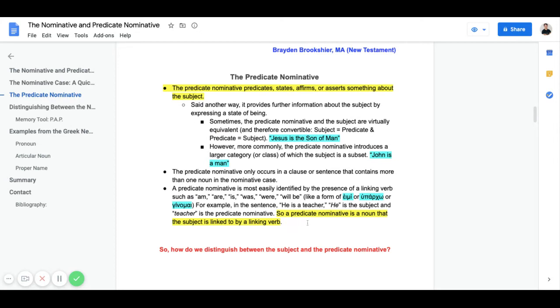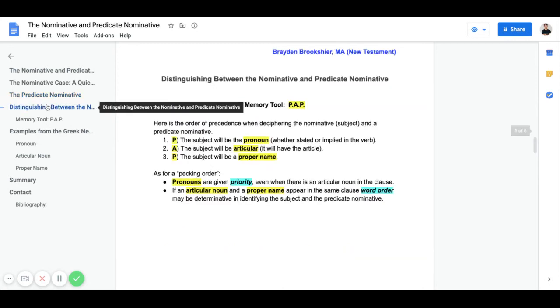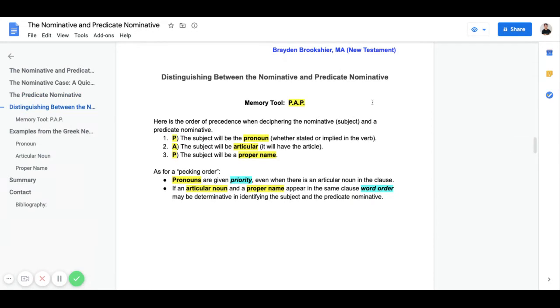But now, of course, if the predicate nominative is also a nominative case noun, but is predicating, stating, affirming, or asserting something about the subject, in our Greek exegesis we need to be able to distinguish between the subject and the predicate nominative. So how do we do that? That's really the question at hand. The good news is it's not that difficult to do. In fact, there's a helpful memory tool known as P.A.P, P-A-P.